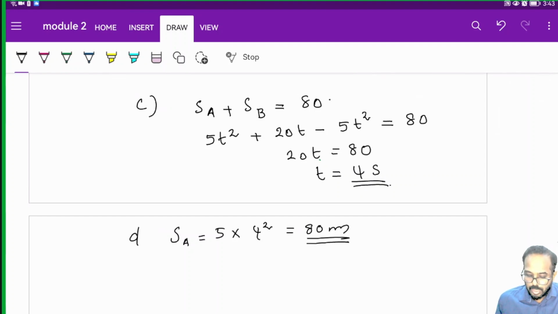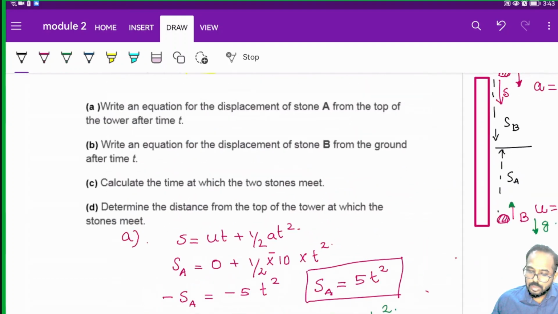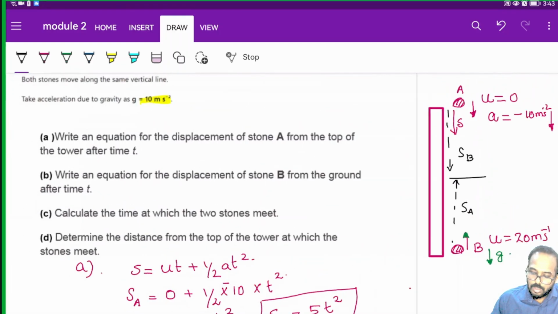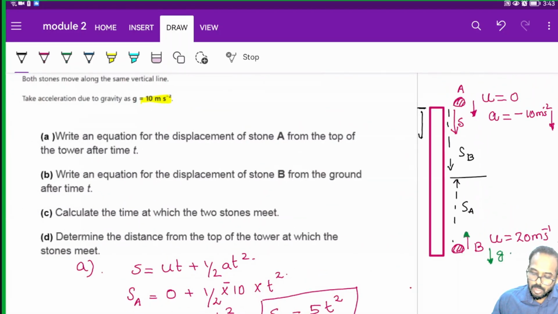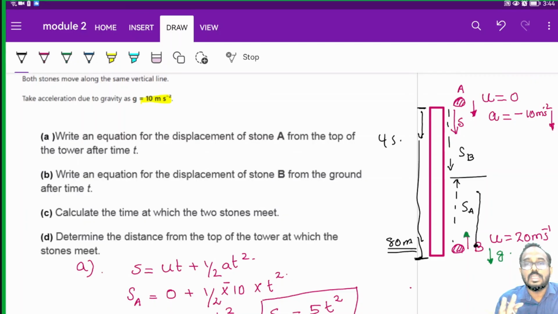So during this time, what happened? Look at this displacement after 4 seconds, it has covered all the distance, 80 meters. So from the top of the tower, 80 meters, right? They meet. What is the meaning? If you are throwing this up, it will come down. Both the stones will reach the ground at the same time.